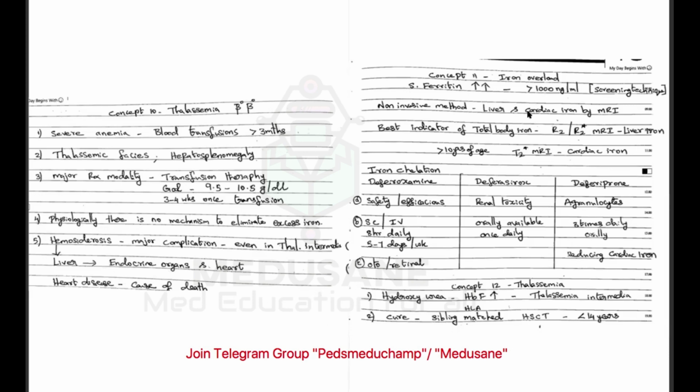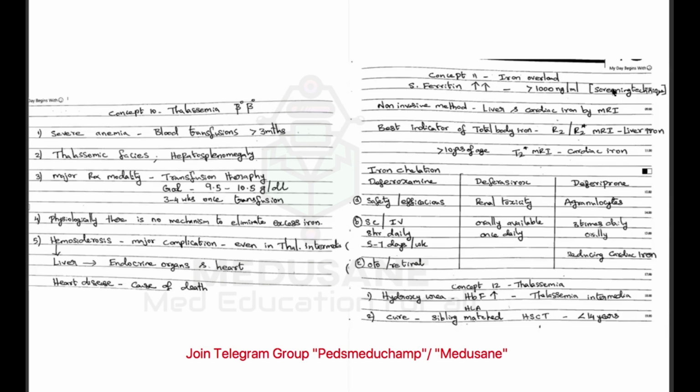hemosiderosis and iron overload. Let's talk about the concept 11 on iron overload. Okay, so serum ferritin will be increased in thalassemia, which we all know. So how will you know when to start iron chelation? Do the serum ferritin. When it is more than 1000 nanogram per ml, it is the best screening technique. Screening technique means you take a blood test and you know, okay, iron overload is there. So serum ferritin is a very good screening technique.